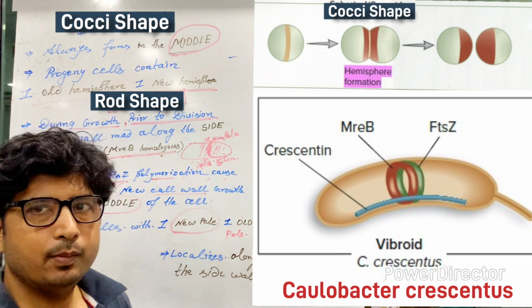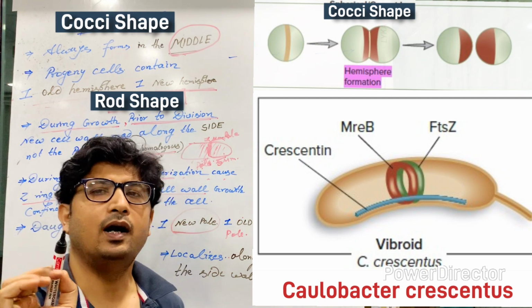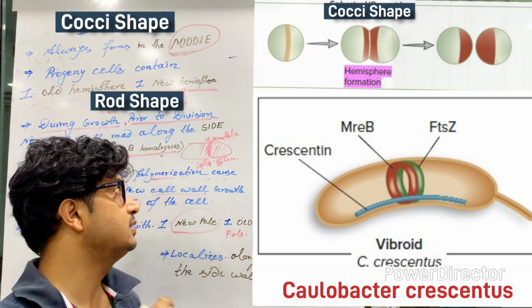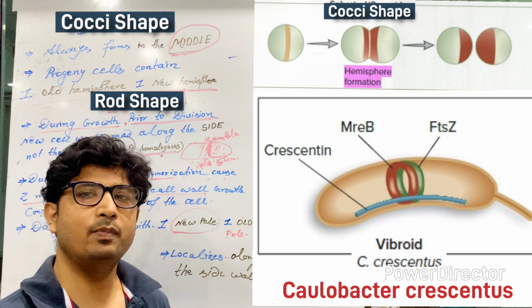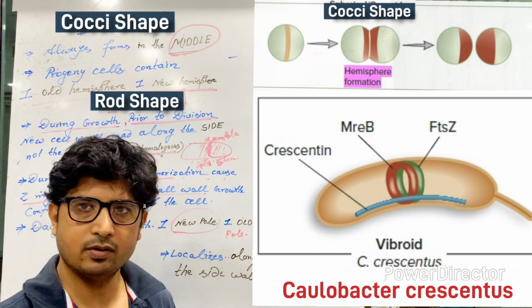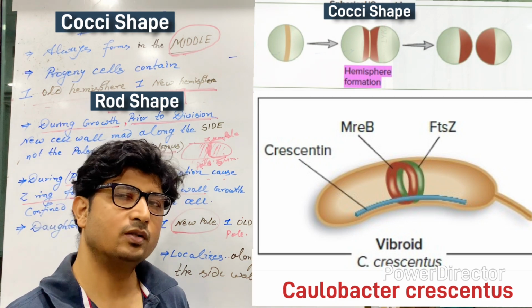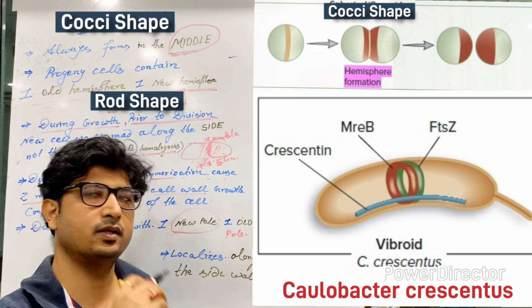Now I will talk about some important other shapes which have different mechanisms other than this form, because all bacteria are not cocci, all bacteria are not rod, all bacteria are not comma shaped. So there are other shapes also. So I'll give you some idea about these other shapes.